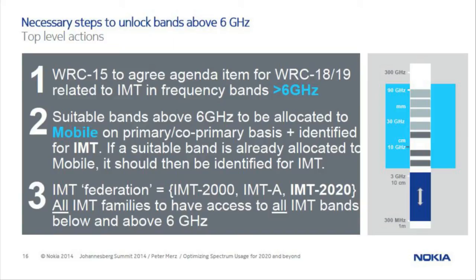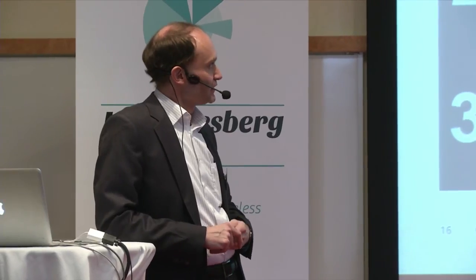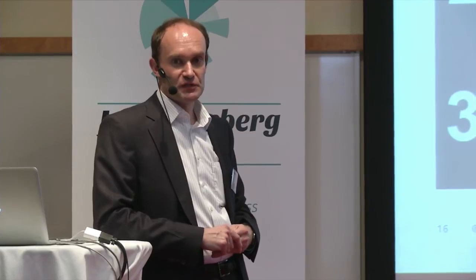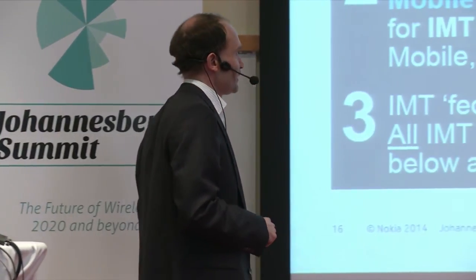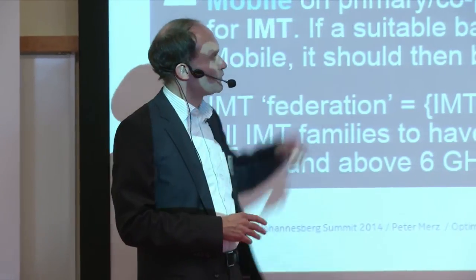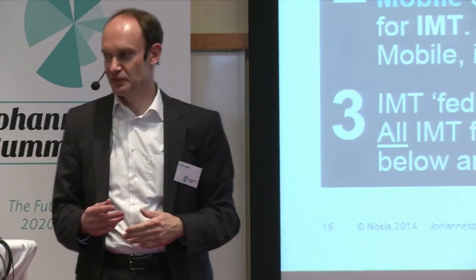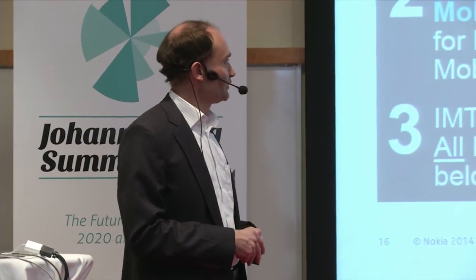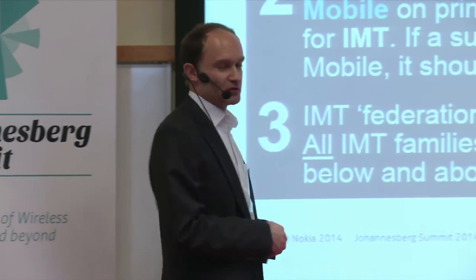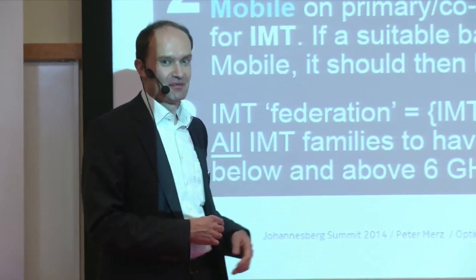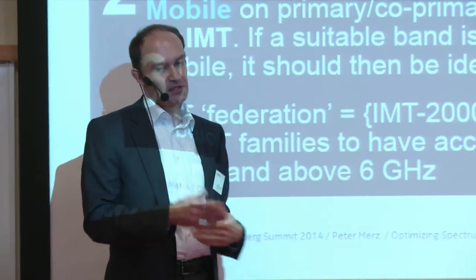Then, in terms of the process, we need to identify those bands, remember this colorful orange and yellow slide from before, so that they are allocated for mobile service. And the good news is that there are already a lot of allocations, either on a primary or on a co-primary basis. If we have done this, then the next step is that we need to identify those allocations for IMT. And the good news is, if there is already a mobile allocation, then we only need to put the footnote in some pieces of paper, which is a lengthy process, in order to say, okay, these bands could be used for IMT.